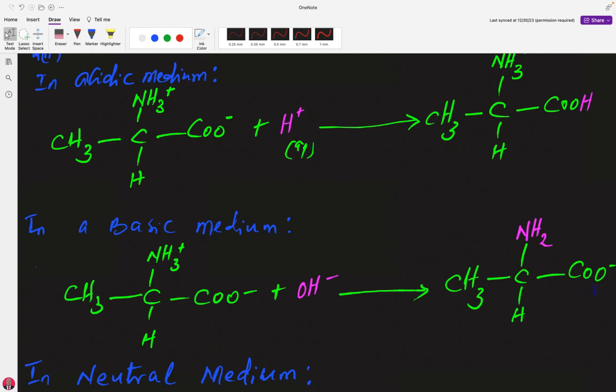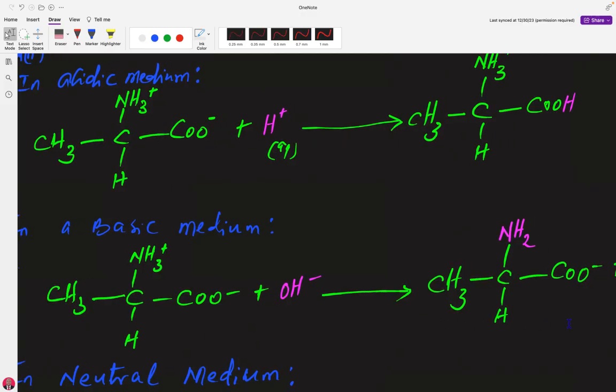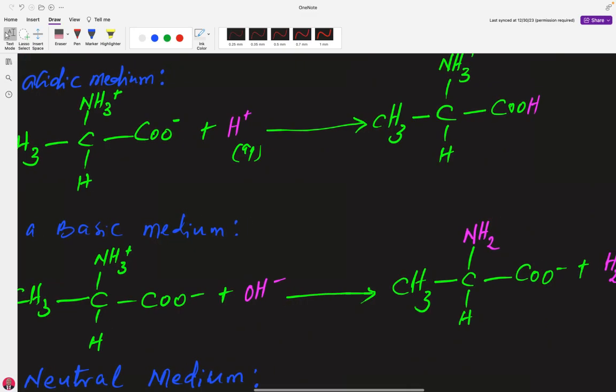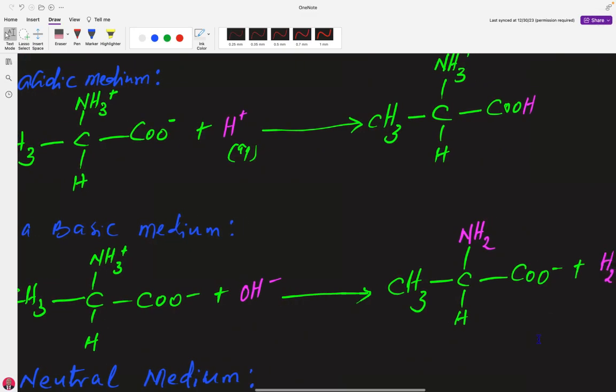Now, H remaining means it is acidic now. The pH, which was high, has now gone to a lower level. That is what is happening. So this is the structure we are supposed to draw in the basic medium. That is the molecule of water that is being produced.